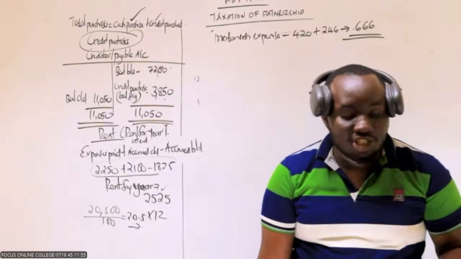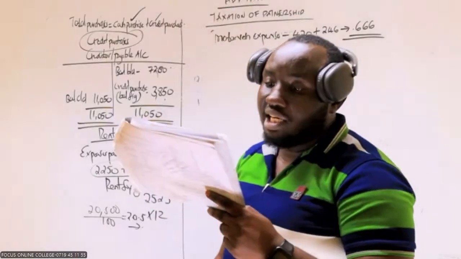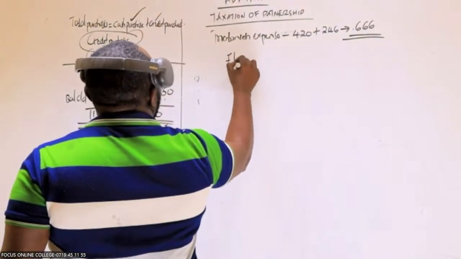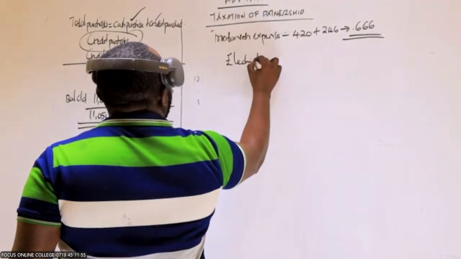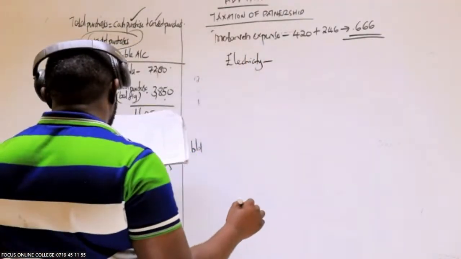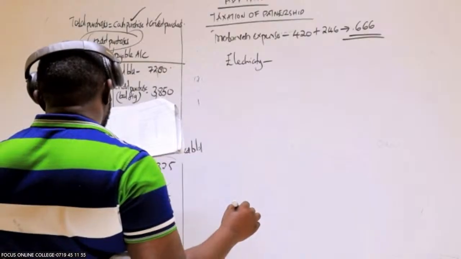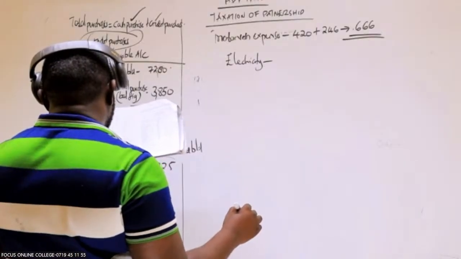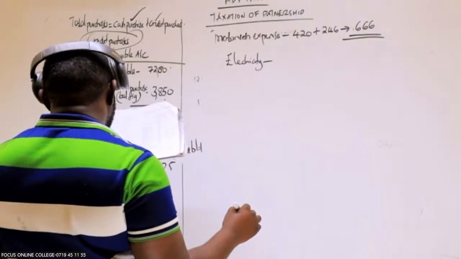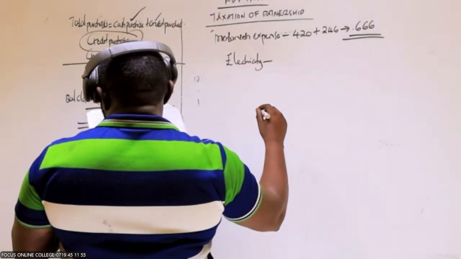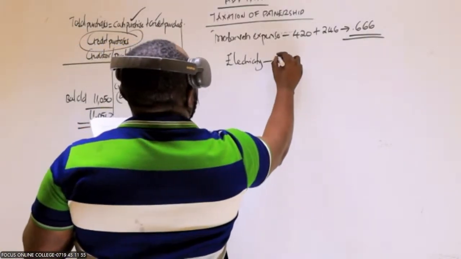We have what's called electricity. Electricity, there's definitely a working. So we have electricity for the year. What is the figure for the electricity that was paid? I have a figure of 1,800.